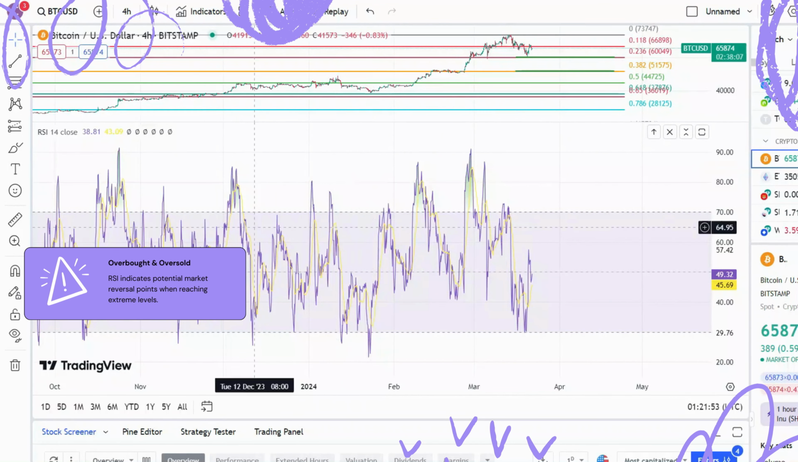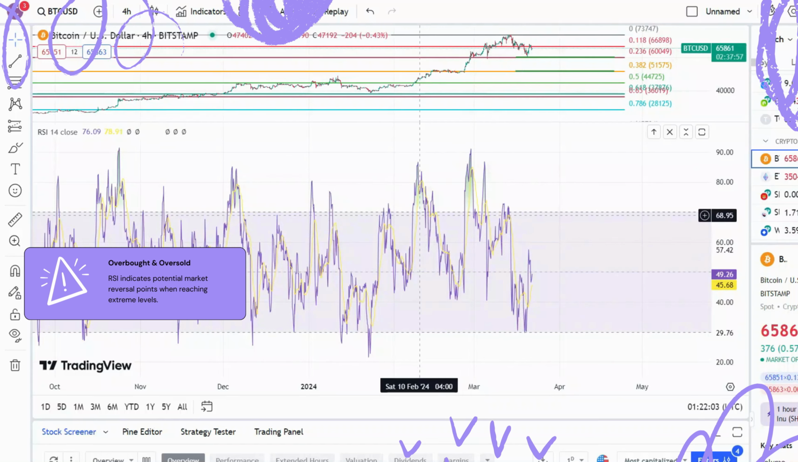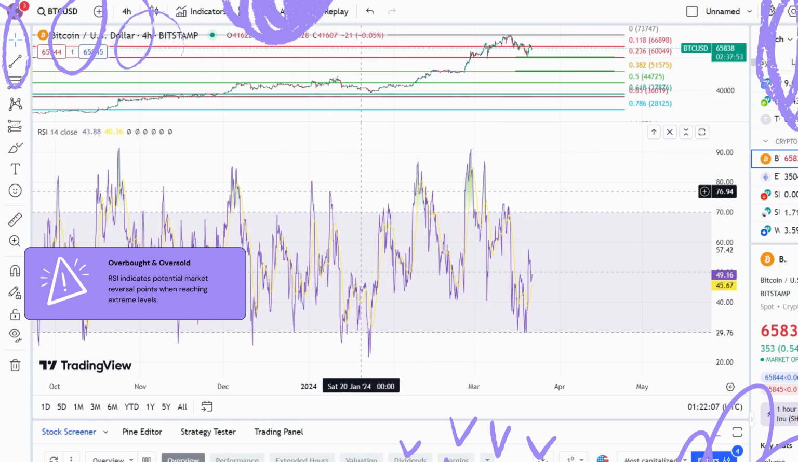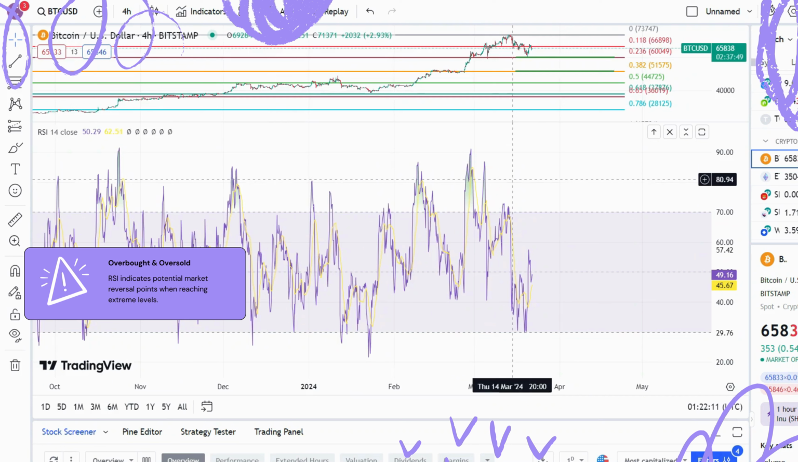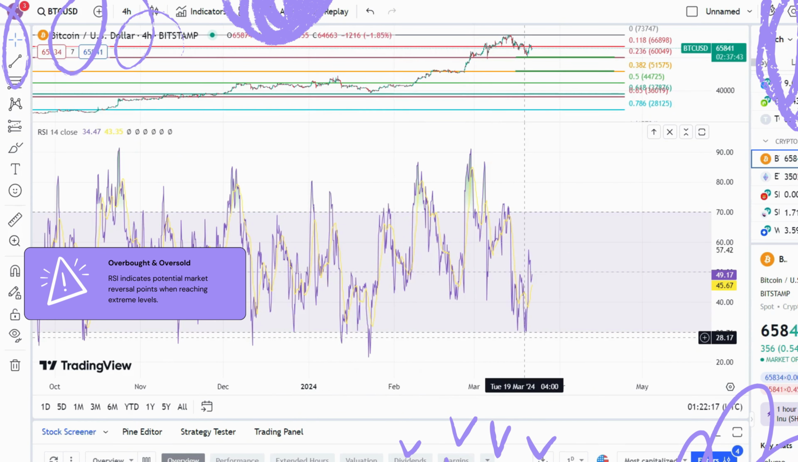You'll notice that the RSI has a purple bar running through the middle of it, and it has two levels that define it, and that's 70 and 30 by default. And what this is saying is that when the RSI is traveling above the 70 value, this asset is really bullish. And when it's traveling below 30, this asset is really bearish.